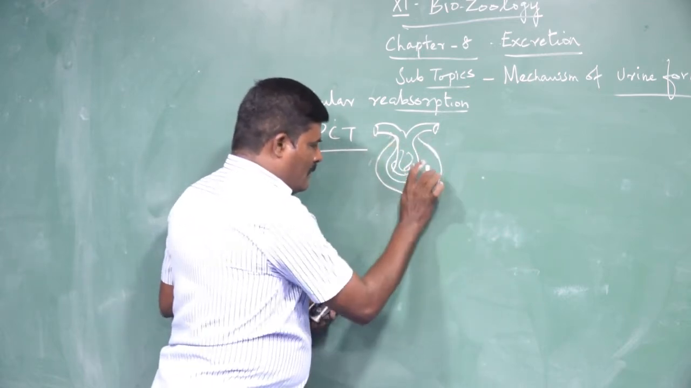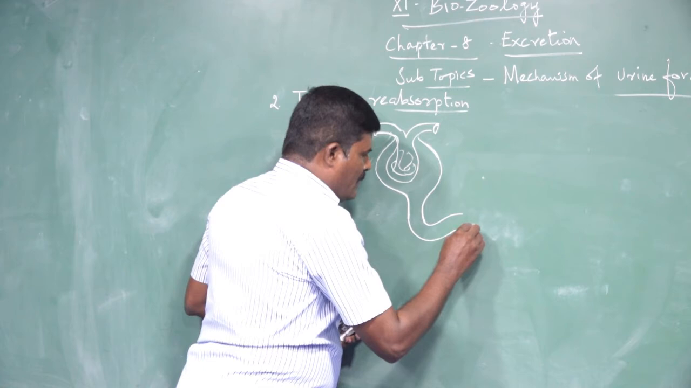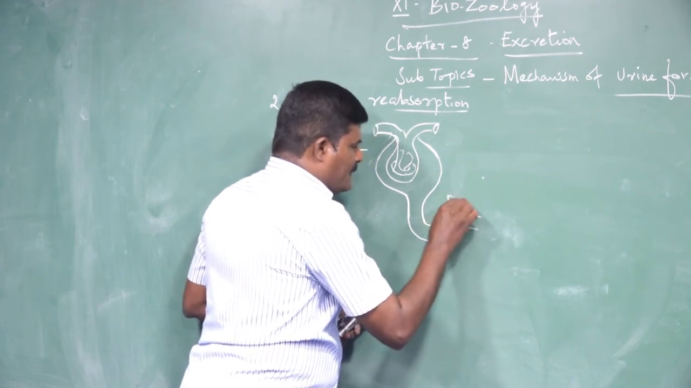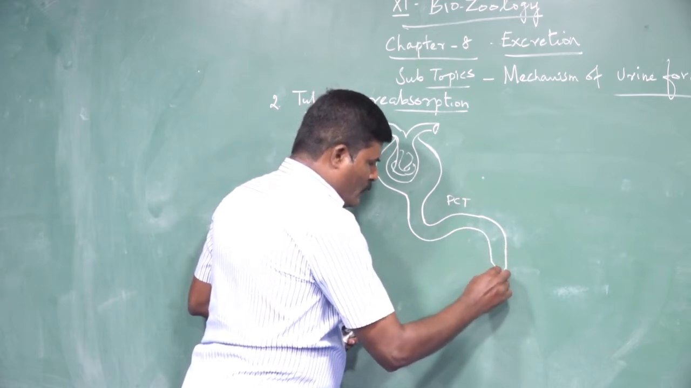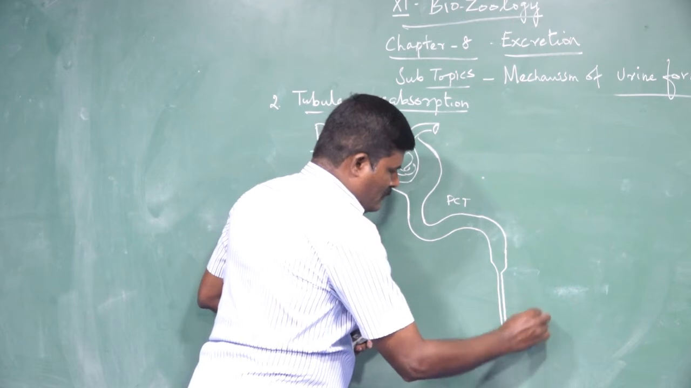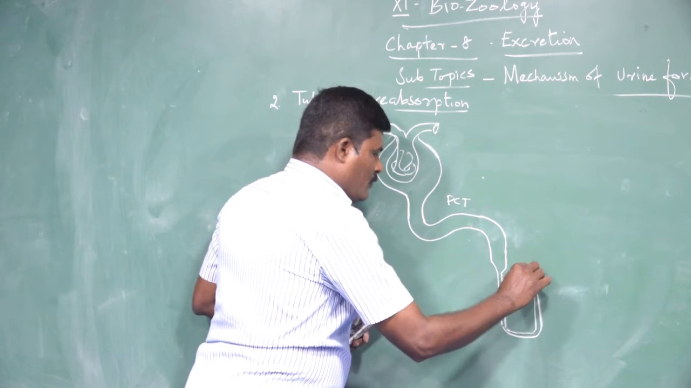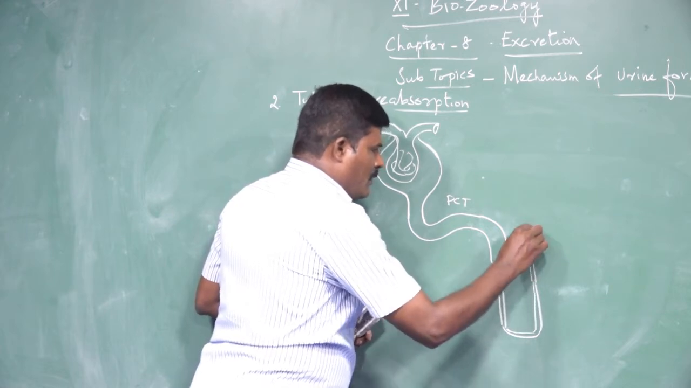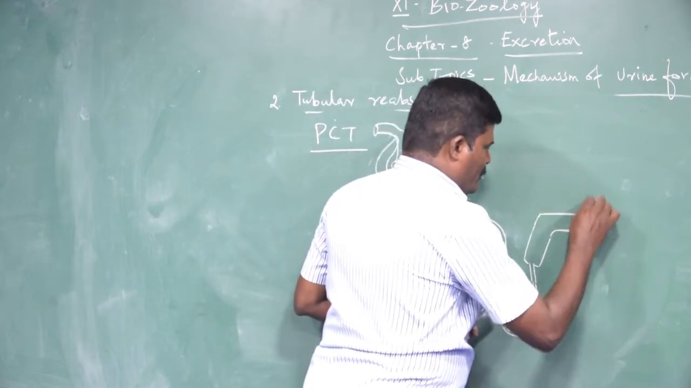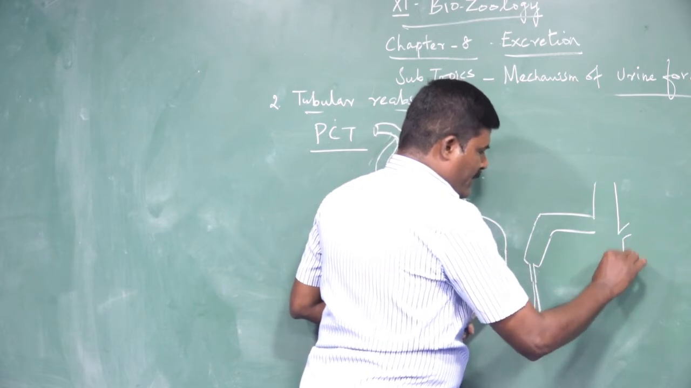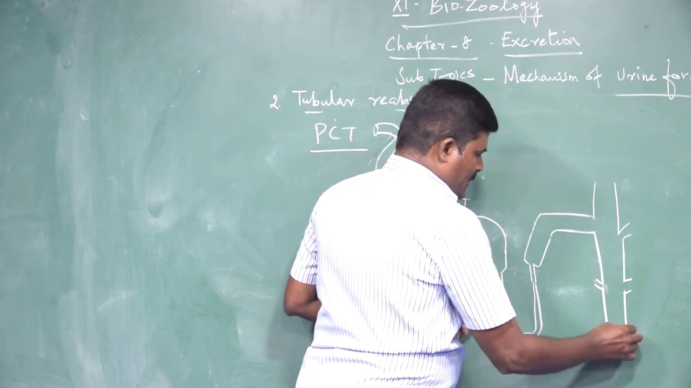Here, this is called the Malpighian tubule. The Malpighian tubule continues to form the proximal convoluted tubule. This is the PCT. The proximal convoluted tubule again forms Henle's loop. Next, Henle's loop continues to form the distal convoluted tubule. The distal convoluted tubule is again connected with the collecting ducts. This is the collecting duct.